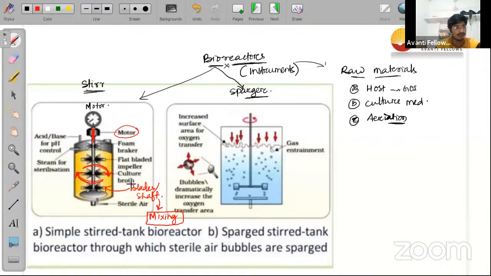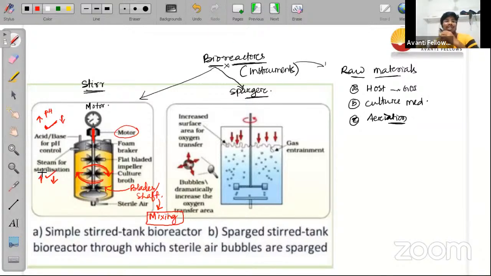Besides this shaft and motor, these bioreactors have many other sites. There will be an acid-base pH control port and one steam sterilization control. Temperature increasing and temperature lowering will be performed by the steam for sterilization. This port will be adjusting the pH. It will increase the pH whenever required, and decrease the pH whenever required.